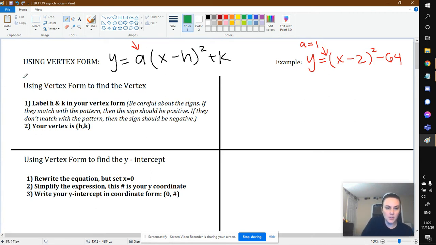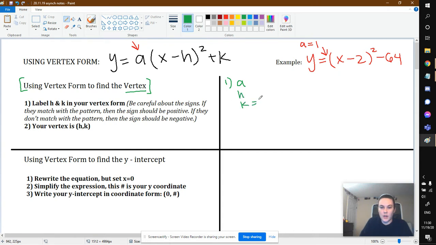Okay, let's use the vertex form to find the vertex. The steps here are label your h and k. So we've already labeled the a, but we need to find the h and we need to find the k. And then once we've labeled our h and k, honestly, vertex form is named vertex form because it's super easy to find the vertex. You just do h comma k. So let's do our steps over here.